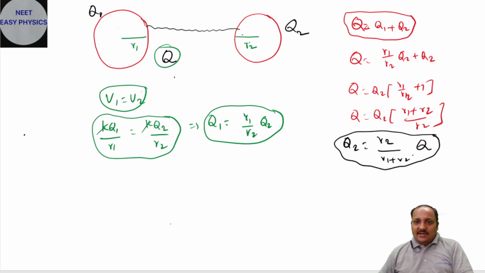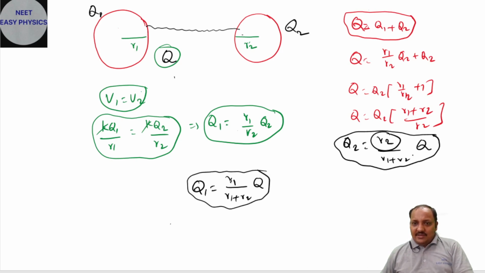Like this, with our common sense, we can say what Q1 is. What is Q1? In place of R2, what will you get here? R1 by R1 plus R2 into Q. Isn't it? Here, logically, you have to remember whenever Q1 is coming, here R1 is coming. Whenever Q2 is coming, here R2 is coming. So, you have to remember, till the charge is distributed, it is going to be transferred.